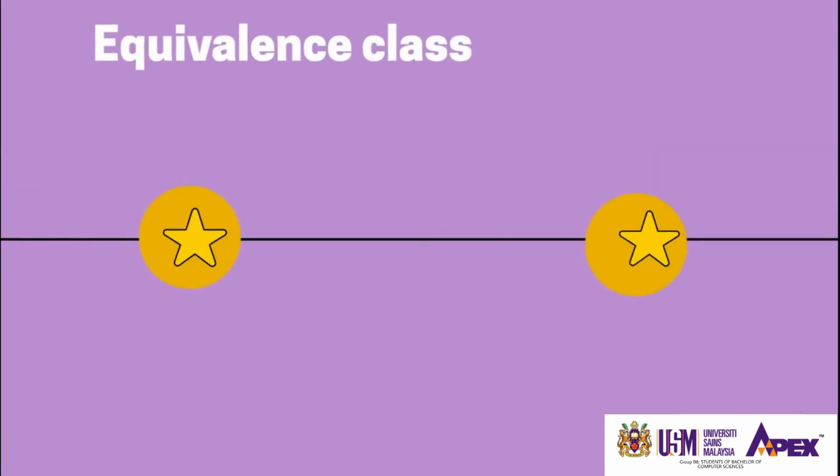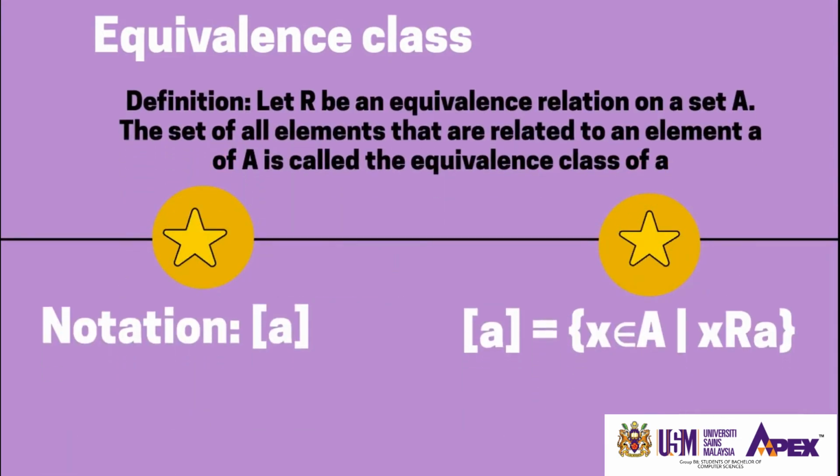Next we move to the equivalence class. An equivalence class can be defined as follows: let R be an equivalence relation on the set A. The set of all elements that are related to an element a of A is called the equivalence class of a, and it is denoted by square bracket a. What it means is that for each a, an equivalence class is a set of elements in A with the property that the element is related to a. So basically, all the elements related to a form the equivalence class.